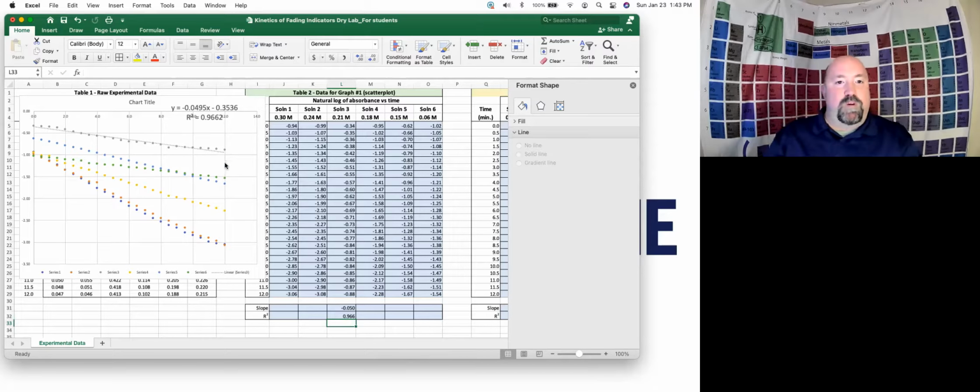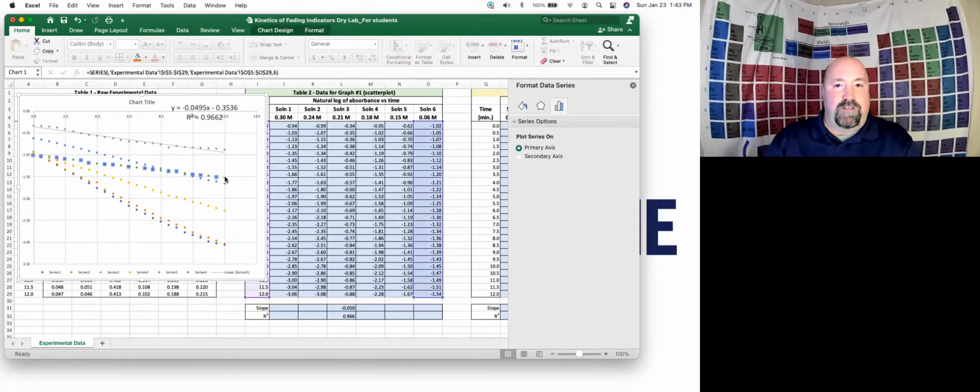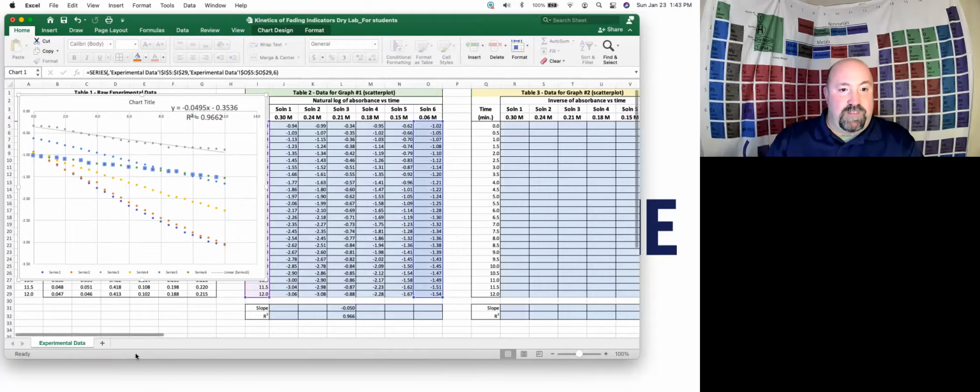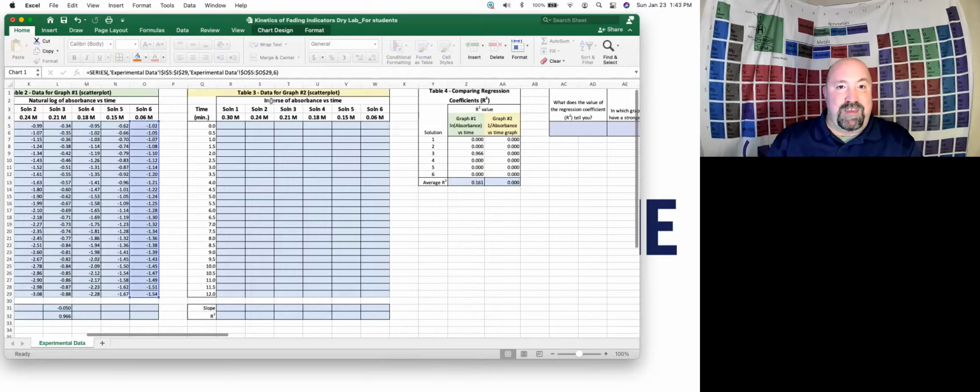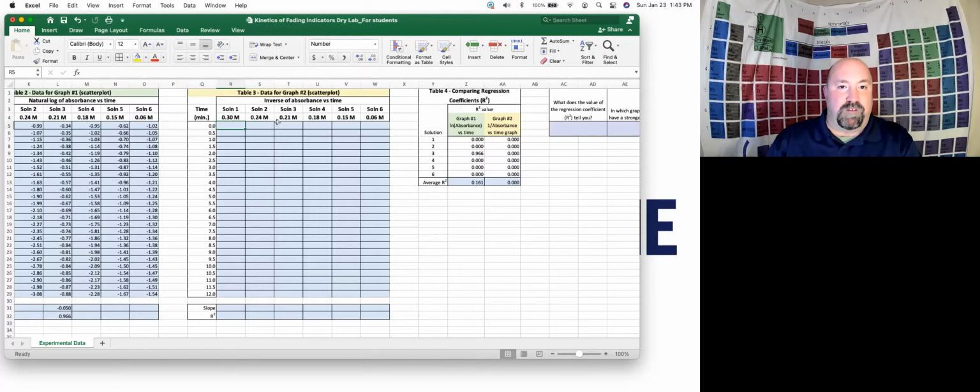And so now you would go through and do that for the rest of them. I click on this one here, I see it's solution 6. I would add my trend line, include my R² and my equation so that I can put in my slope and my R² for solution 6. And so you're going to do that with all 6 of these. You're then going to do the same exact thing, but now it's your inverse of absorbance versus time.